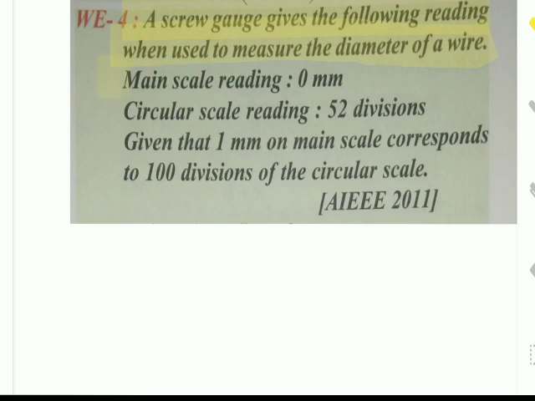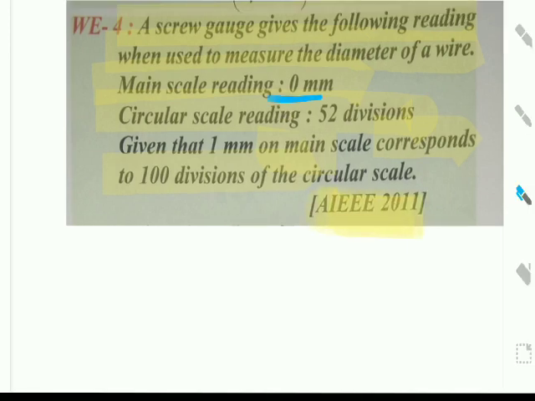Main scale reading 0 millimeters, circular scale reading 52 divisions. Given that 1 millimeter on the main scale corresponds to 100 divisions of the circular scale. It is the AIEEE 2011 question, right? Main scale reading 0 and circular scale reading 52.